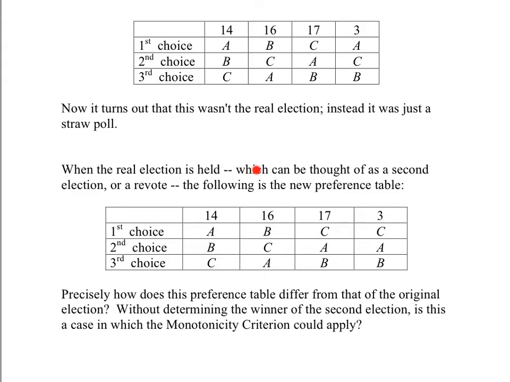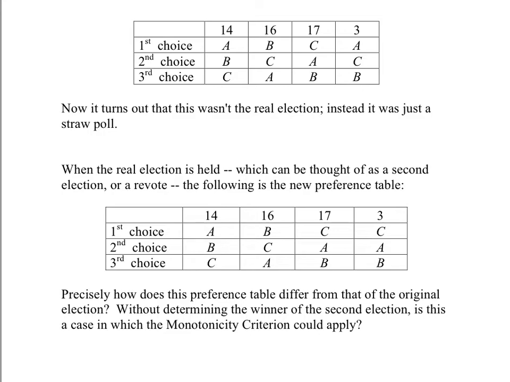When the real election is held, which can be thought of as a second election or a revote, the preference table is not exactly the same as it was before. So take a look at the new preference table here, and compare it to the old preference table. Compare election number 2 here to the original election number 1, and consider the following question. Precisely how does this preference table differ from that of the original election? And without determining the winner of the second election, is this a case in which the monotonicity criterion could apply? So please take a moment, pause the video, and think about these questions.